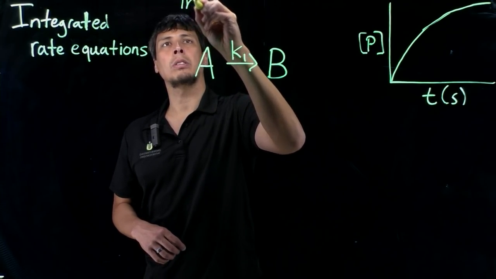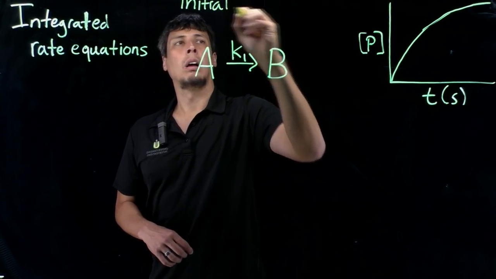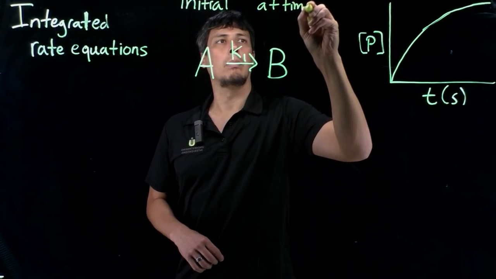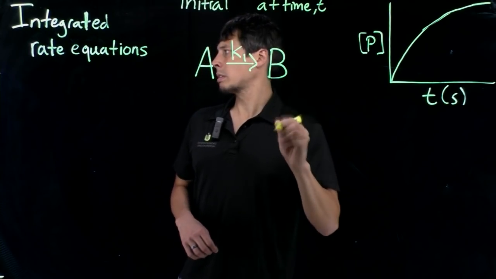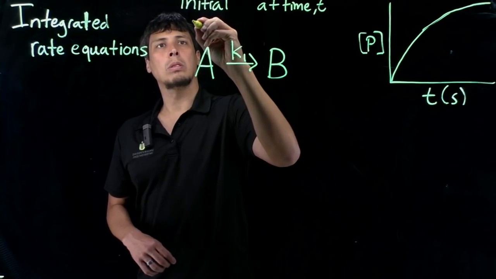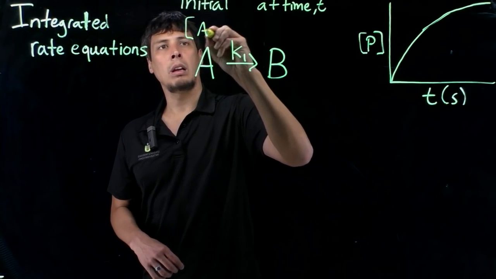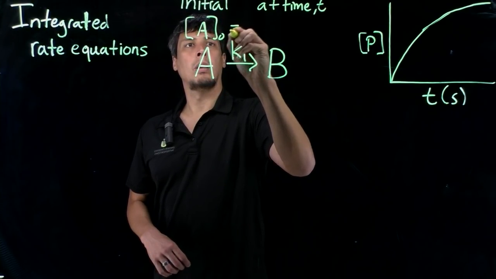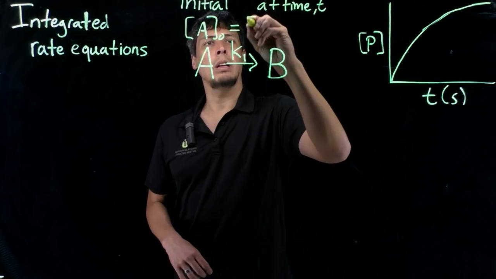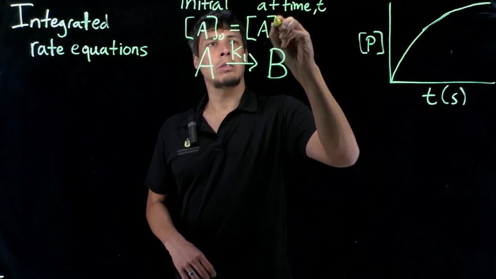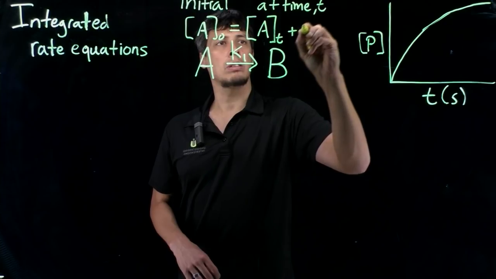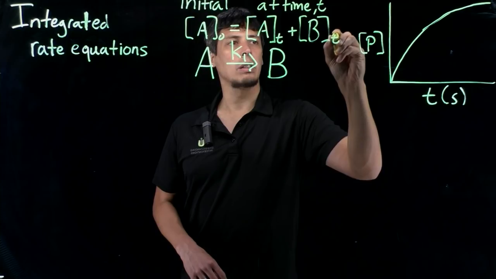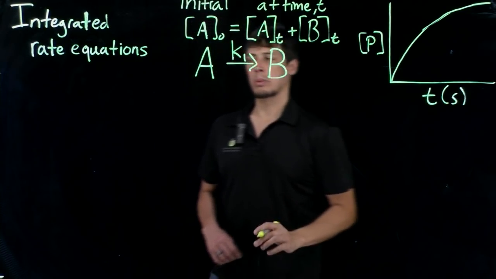We have initial concentrations, and we have concentrations at time t. In this case, we're just going to look at A naught, that's the initial, and at any time t, A naught is going to be equal to the concentration of A remaining at time t plus the concentration of that A converted to the product B at any time t. So note the difference in the subscripts here.